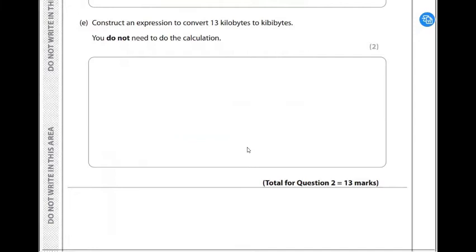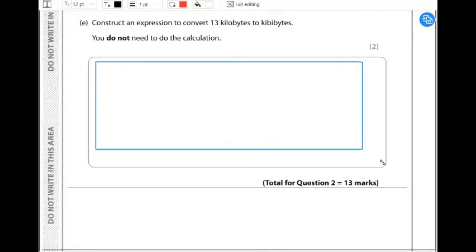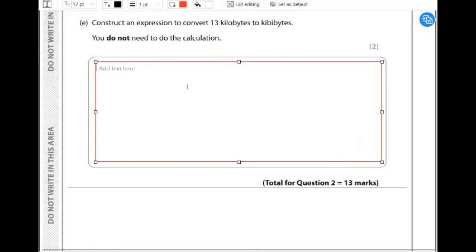Question 2, part E. We need to construct an expression to convert 13 kilobytes to 13 kibibytes. So, nice, it's a big difference there. So, you would get awarded for doing the following. Otherwise, your award will be reduced.